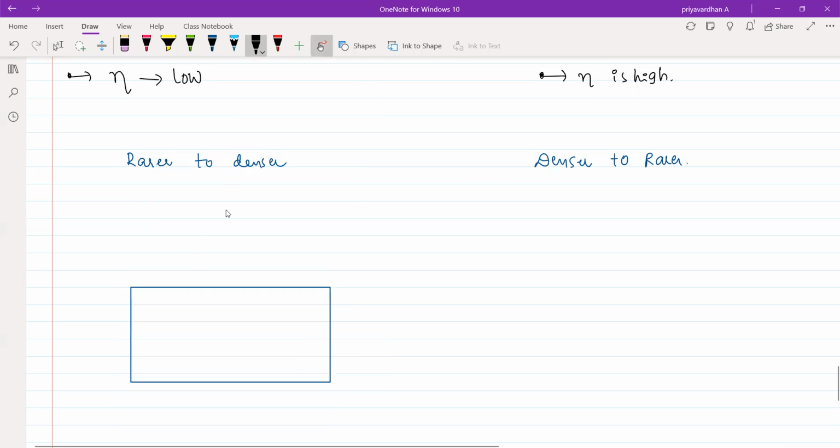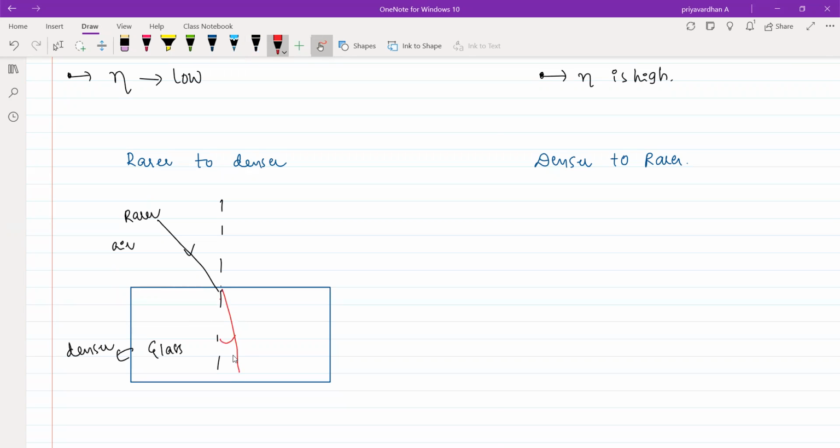Now I can clearly say that if I construct a normal here, whenever there is an incident ray like this, air is a rarer medium, and it is entering into glass. So glass is a denser medium. The moment you are entering from a rarer medium to a denser medium, the light will try to bend towards the normal. It's not an exact straight line, but I can say the ray will bend towards the normal.